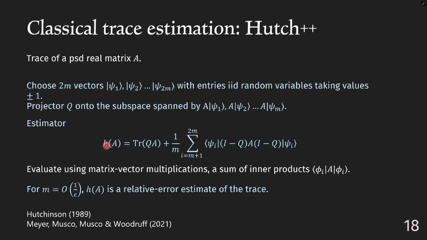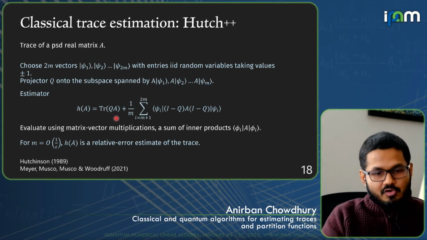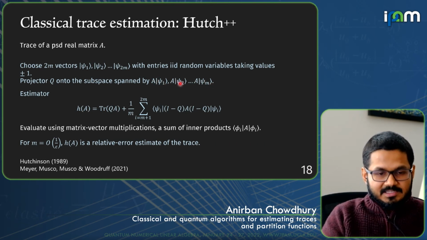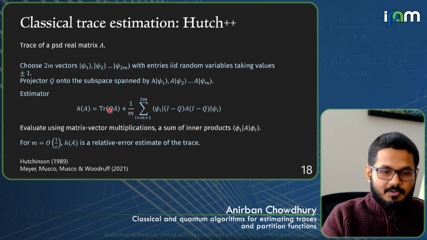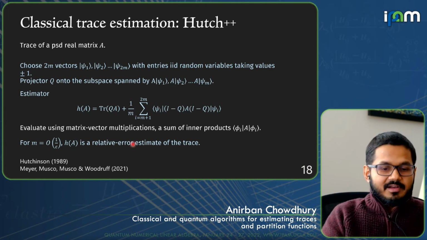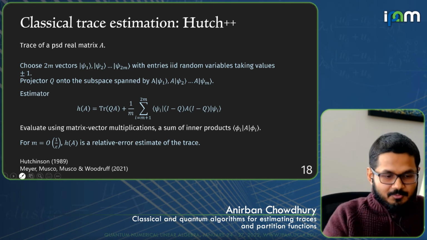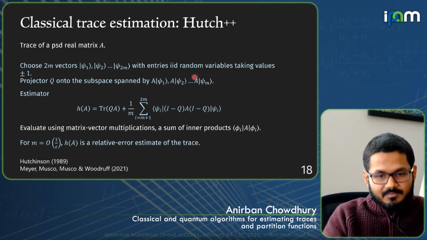And then they built an estimator for the trace, which is the trace of Q transpose A Q, plus again a sum of various inner products. And now you can think of doing some kind of Gram-Schmidt orthogonalization of the subspace spanned by these vectors. And you can write the first term in this estimator as also a sum of inner products. And in particular, it was shown that for m equals 1 over epsilon, this estimator is a relative error estimate to within precision epsilon of the trace of A. So this is Hutch++, as it was called in this paper by Meyer et al.